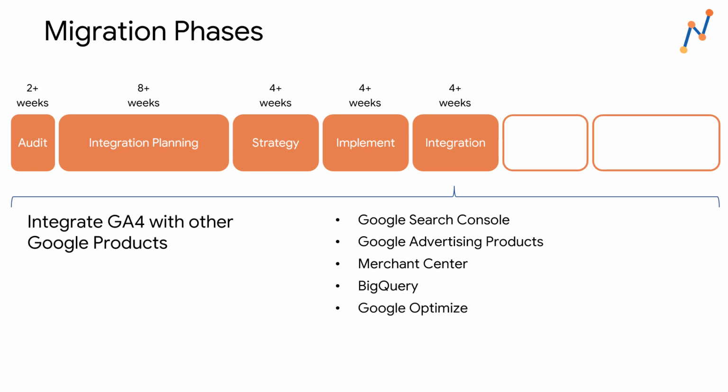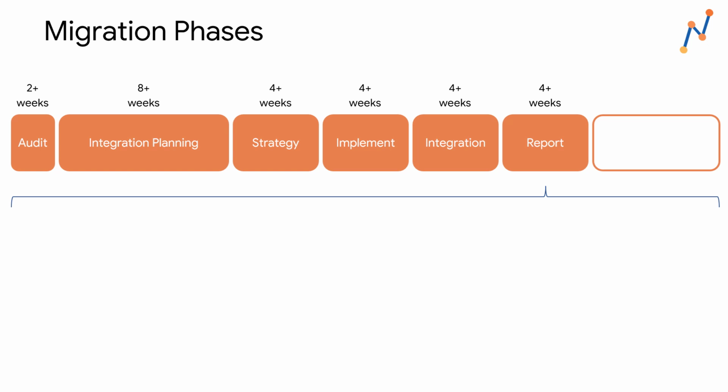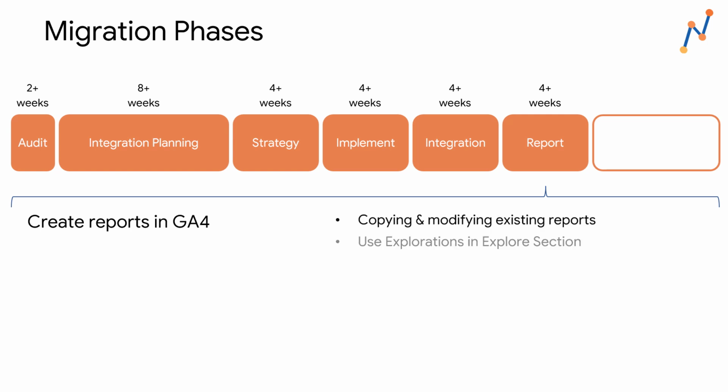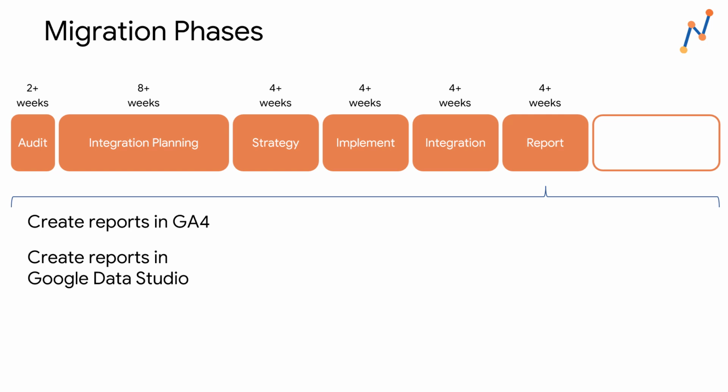And if you now tend to think, perfect, we're done with the migration, then you're wrong. Why? Because at the time of recording this video, only a few reports are available in GA4. If you want to know more about this, just watch my previous video, which is about comparing the report landscape. And therefore, you need more or less to compensate the lack of missing reports by creating additional reports in GA4. This can be done by copying and modifying existing reports and using exploration in the Explore section of GA4. On the other hand, you could also use Google Data Studio to create beautiful and meaningful reports by connecting GA4 directly. Alternatively, you can also connect Google Data Studio to BigQuery once you've exported your GA4 data there.